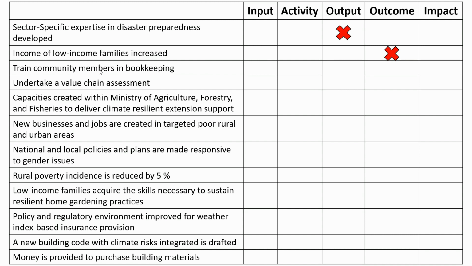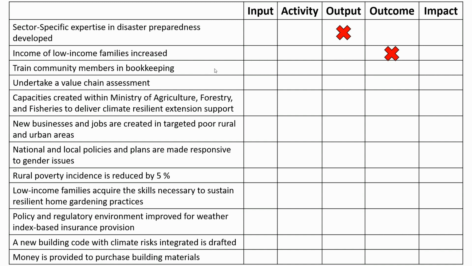All right, train community members in bookkeeping. Teach small and medium-sized enterprises at the community level how to do accounting so that they can do better business. This is an entrepreneurship training type of thing. And we want to train women and men community farmers. We want to make sure that it's a gender equitable thing that we're doing here. So is this an input? It's not an input because it's not raw materials. Is it an impact? This is not an impact because it's not a big picture consideration. So that leaves us with outcome, output, activity.